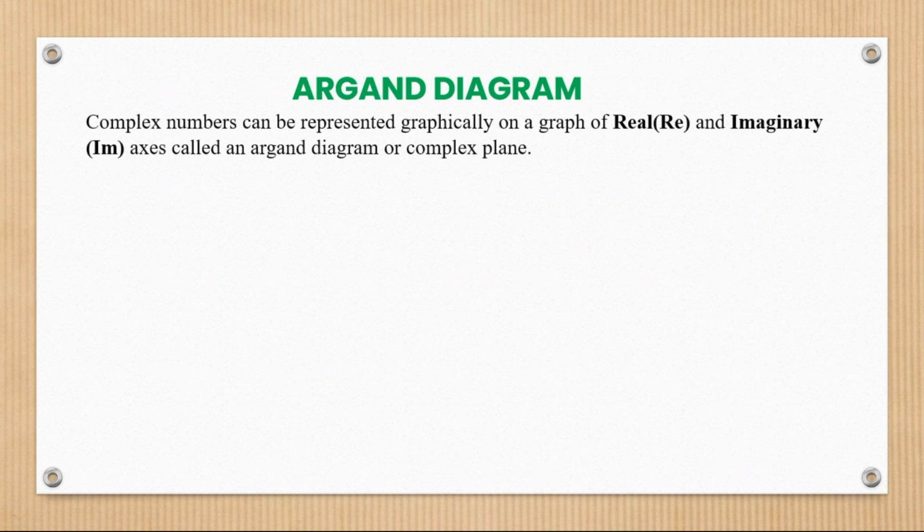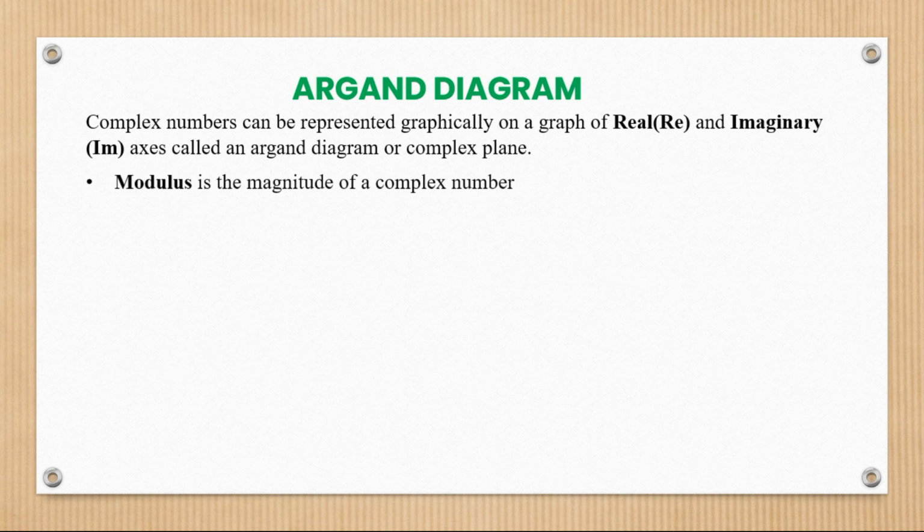Alright, now we look at the Argand diagram. Now, in some places of education, in some countries, or depending on who the teacher is, the Argand diagram may also be referred to as the complex plane. But basically, complex numbers can be represented graphically on a graph of real and imaginary axes called an Argand diagram or a complex plane. So you can represent every complex number we've done so far on a diagram that has different axes, a real and imaginary one. Alright, so let's look at some definitions.